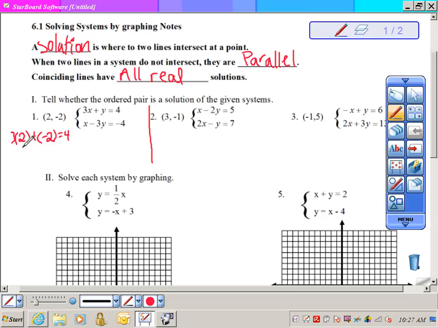So when I rewrite this, I should have 6 plus negative 2 equals 4. Is that true or false? True. So the first one's good. That ordered pair is on that line.